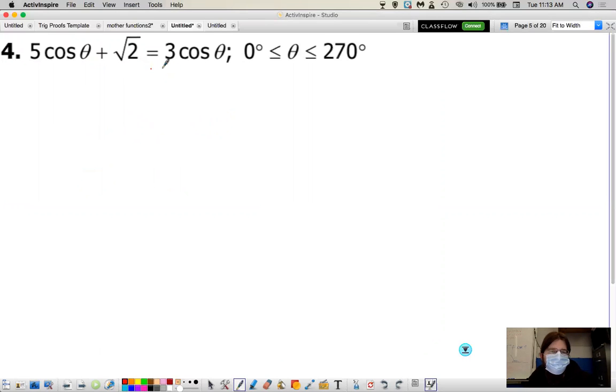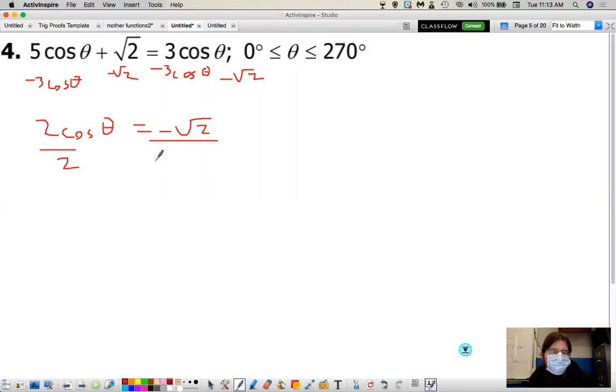Okay, subtract 3 cosine theta from both sides, and subtract square root of 2 from both sides. I get 2 cosine of theta equals negative square root of 2. Divide by 2. Cosine of theta is equal to negative root 2 over 2.